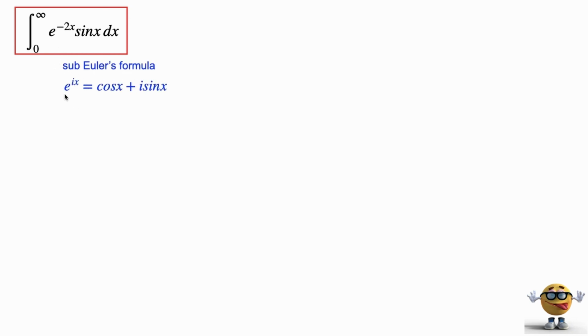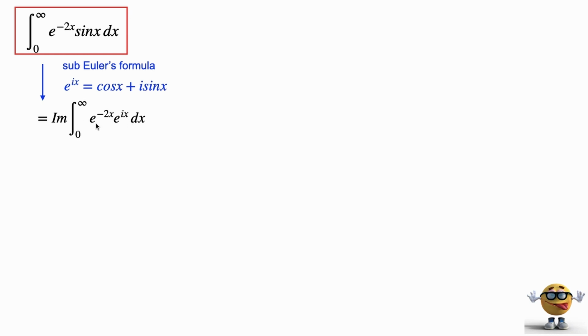Now, bear with me, okay? This makes it a lot easier. I know we're dealing with complex numbers here, but just bear with me, okay? So sine of x is the imaginary part of e to the ix. So what we can do is substitute this in and say it's the imaginary part of the integral from 0 to infinity of e to the negative 2x times e to the ix dx.